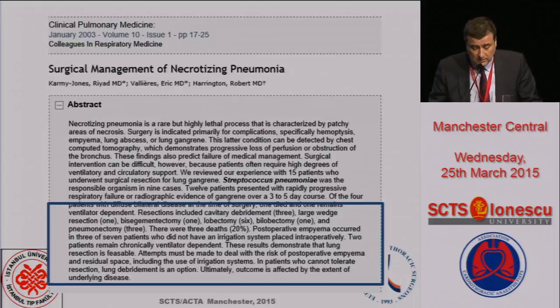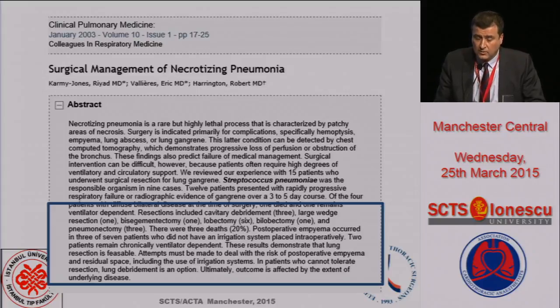In another study, it was demonstrated again that resection could include cavitary debridement, large wedge resections, bisegmentectomies, lobectomies, pneumonectomies, and the deaths occurred again due to septic conditions and organ failures, and the mortality rate is around 20%. And postoperative empyema is another sign of mortality, and especially it occurred in patients who did not have an irrigation system placed perioperatively.